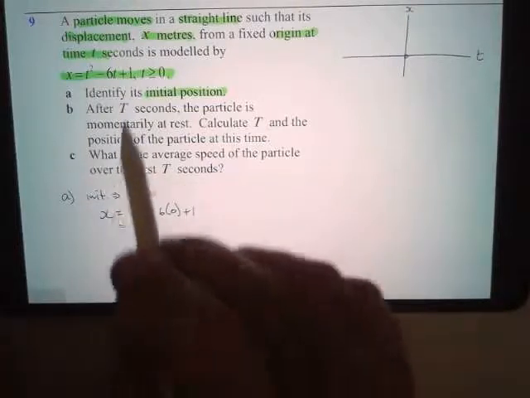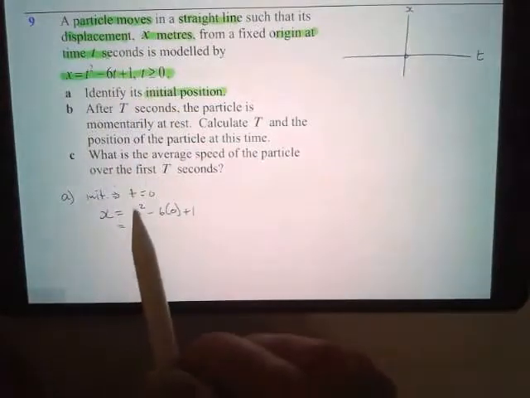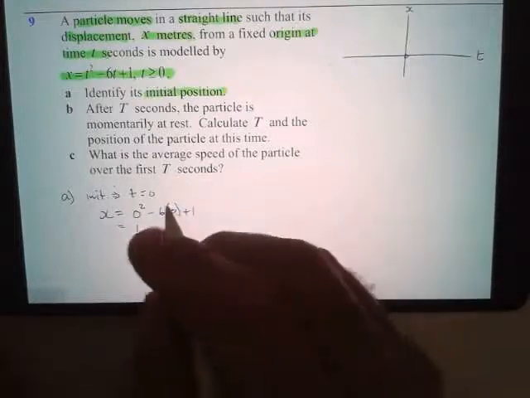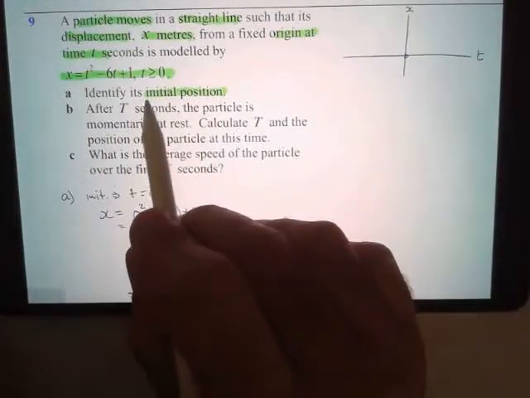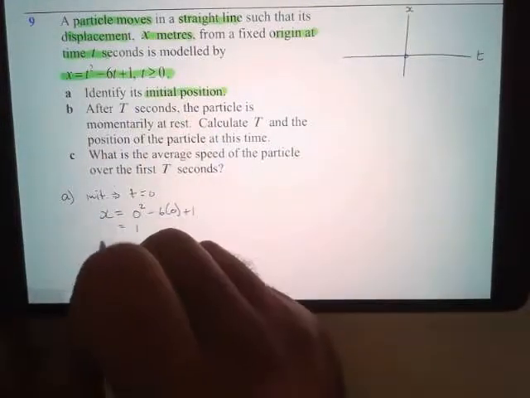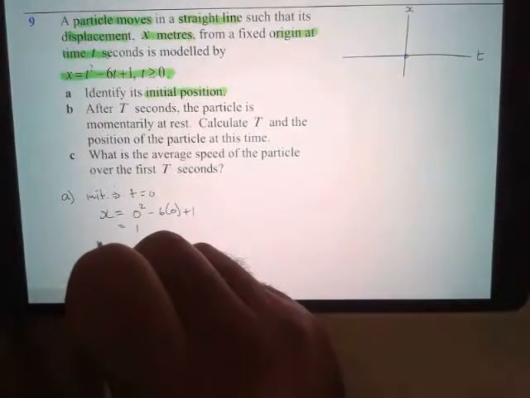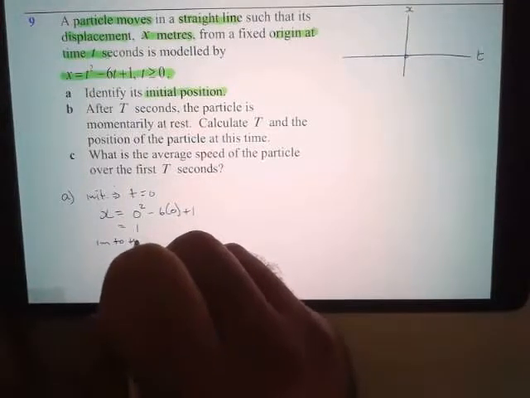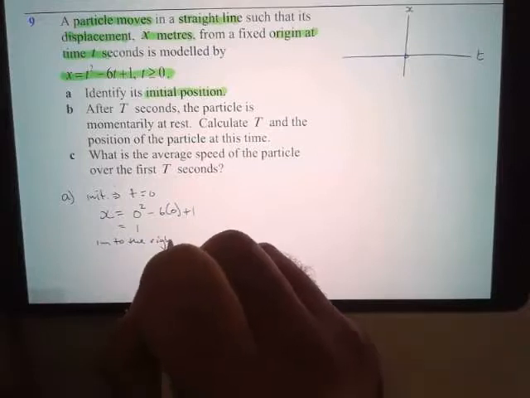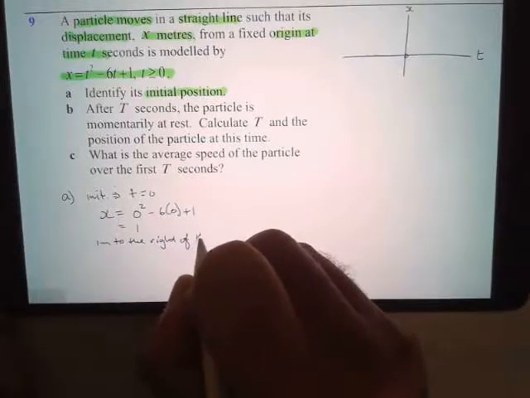What is x? x is the displacement. So positive 1 means it's to the right. So the question was identify its initial position. So the initial position is 1 meter to the right of the origin.